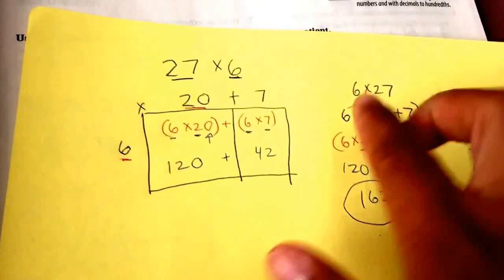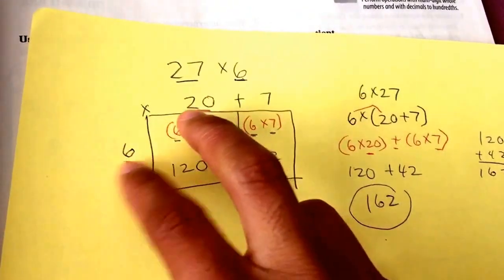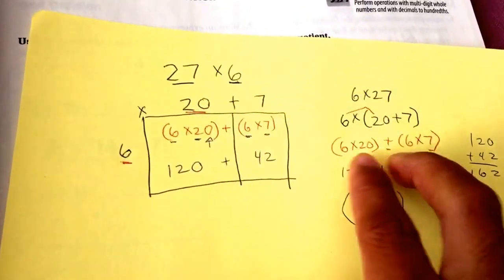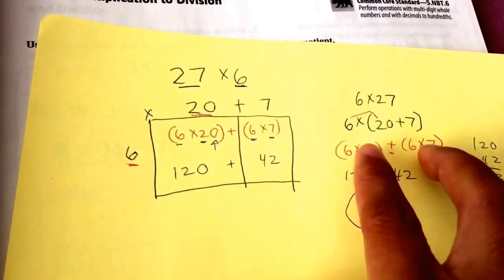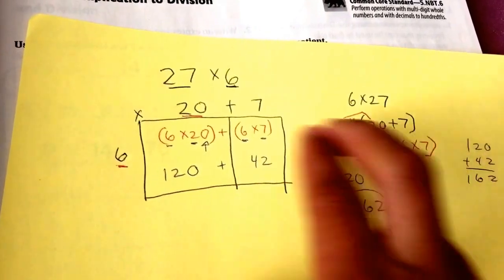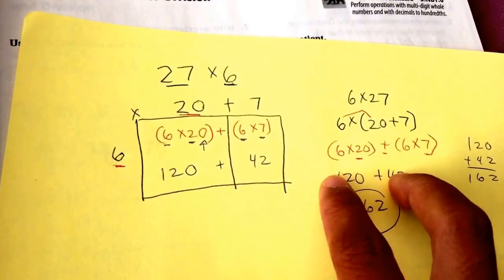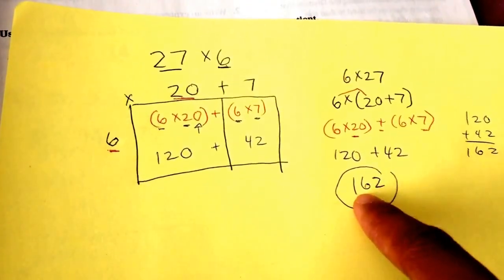And we got that by saying 6 times 27 is the same as 6 times 20 plus 7. Breaking down that 27: 6 times 20 plus 6 times 7. And then saying 6 times 20 is 120, 6 times 7 is 42, and adding those two answers up. 6 times 27 equals 162.